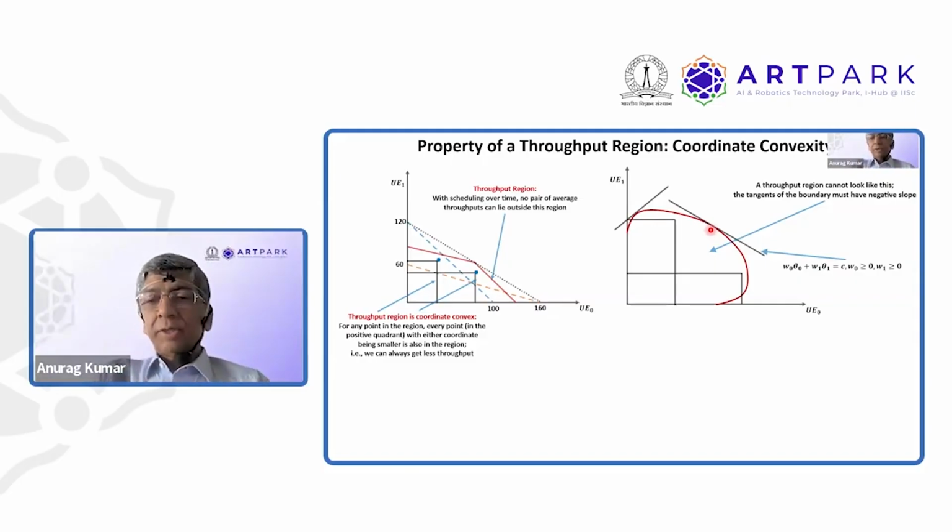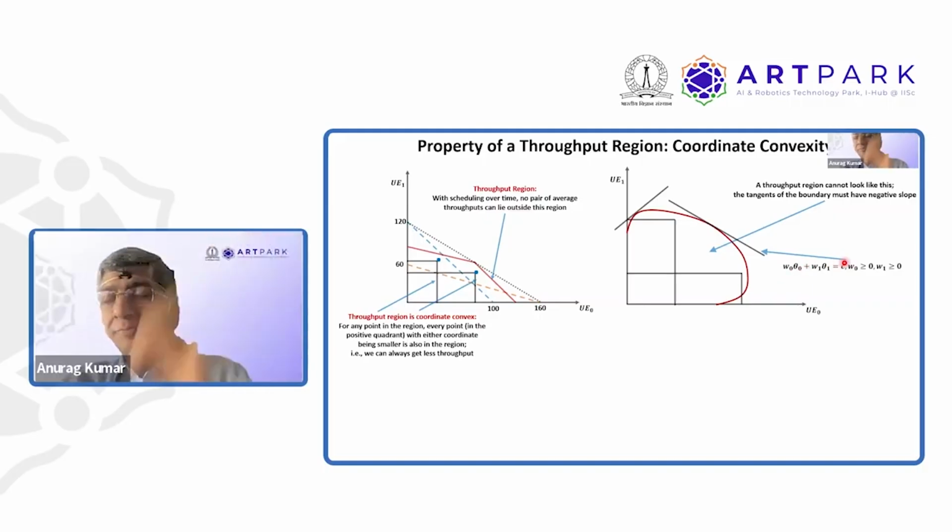Okay, so for example, this line has an equation like this: W0 theta 0. Theta 0 is the throughput of this fellow. W1 theta 1 is the throughput of this fellow. W0 and W1 are weights. You'll see why weights are important in a few minutes. Equal to C. The equation of that line is of this form. W0 and W1 are positive. Now, if you transpose, let us say the theta 0 term to the right, you'll see a negative coefficient out there. And the slope is negative.